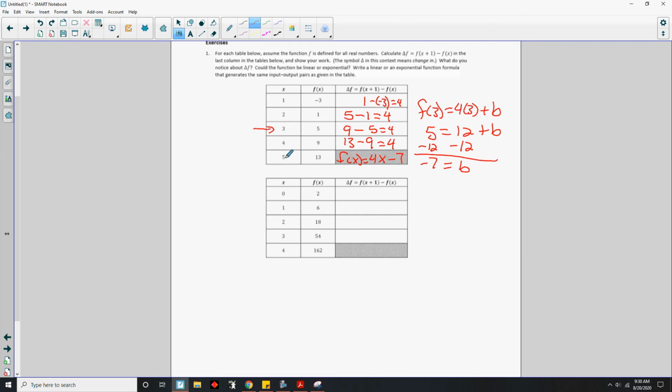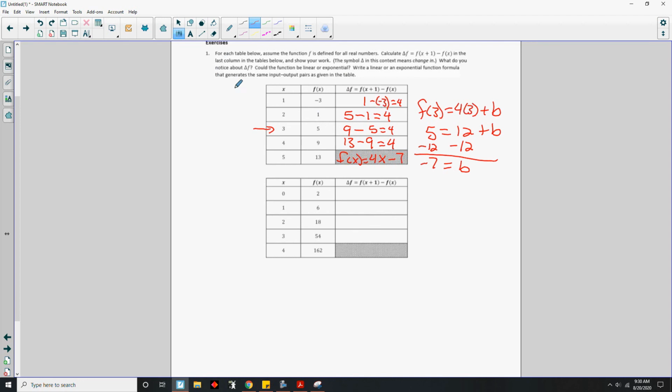And you can check it. 5 times 4 is 20. 20 minus 7 is 13. 4 times 4 is 16. 16 minus 7 is 9. 2 times 4 is 8. 8 minus 7 is 1. 1 times 4 is 4. 4 minus 7 is negative 3. So there is our linear equation.